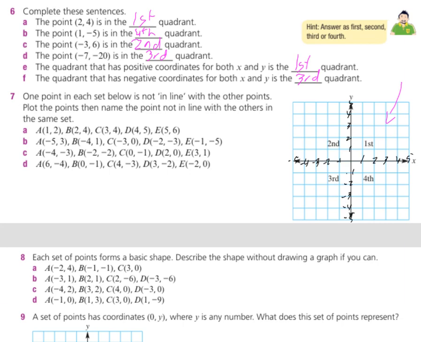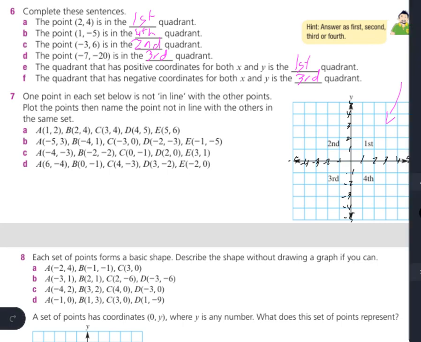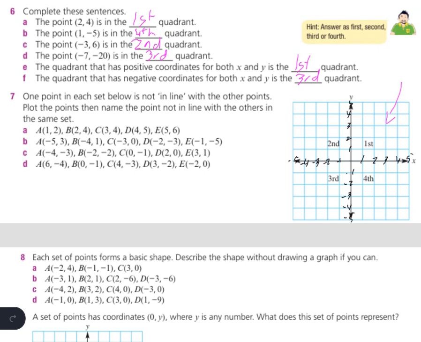Okay, let's have a look at the first one. Okay, 1 and 2 is going to be here. 2 and 4 is going to be there. 3 and 4 is going to be here. Might just get rid of that as well. Okay, that's good. Okay, 4 and 5. That's going to be 4 and 5. And the next one is going to be 5 and 6. So that would actually be about there.